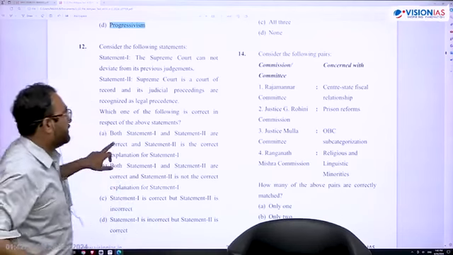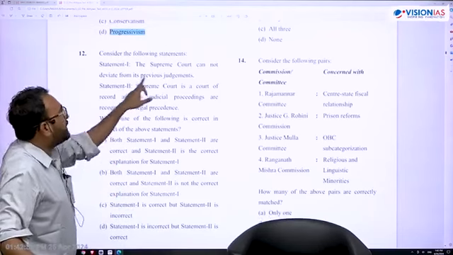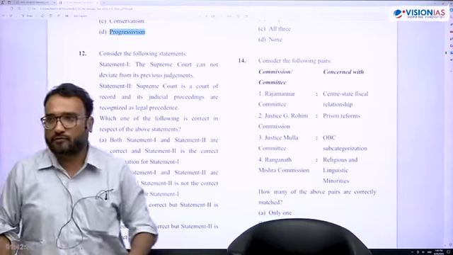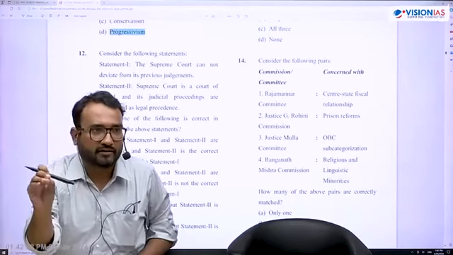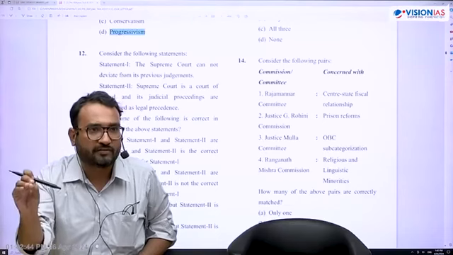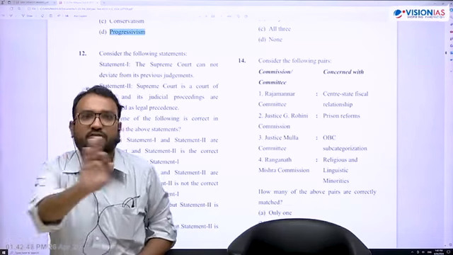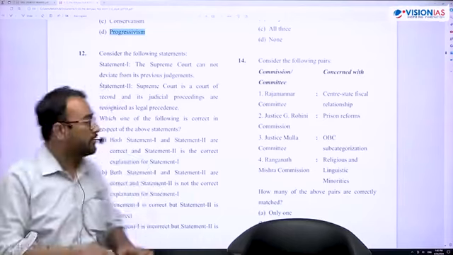Now we'll read this. The Supreme Court cannot deviate from its previous judgment. True or false? False, because Article 137 of the Constitution says that the Supreme Court can review a judgment which it had previously delivered. So this statement is a wrong statement.